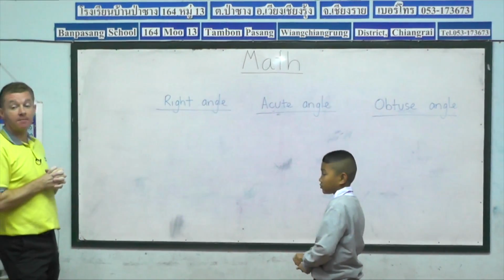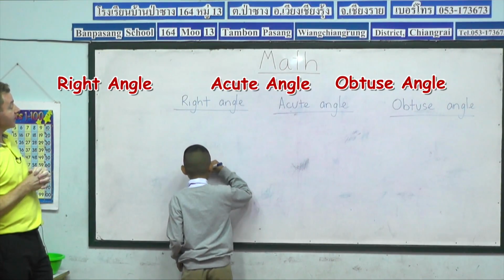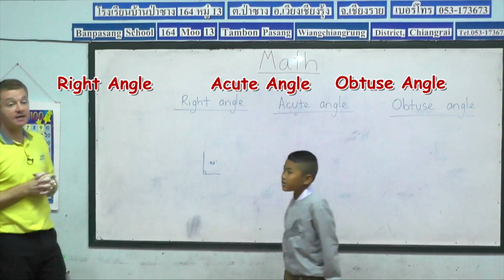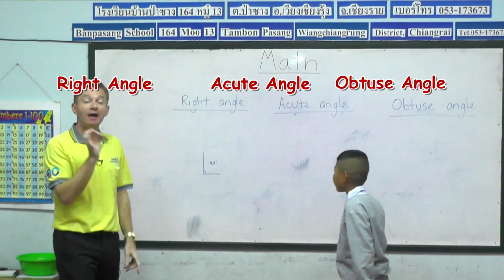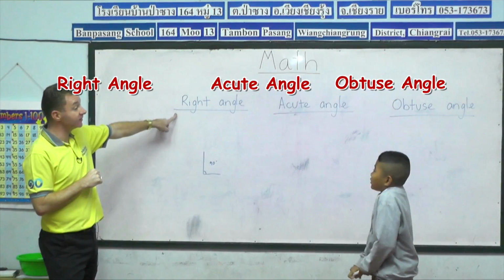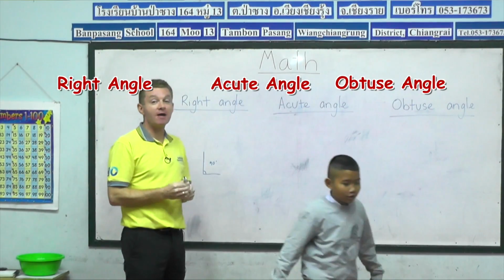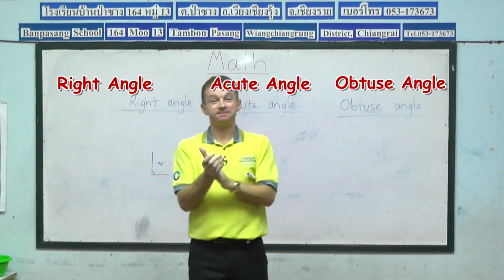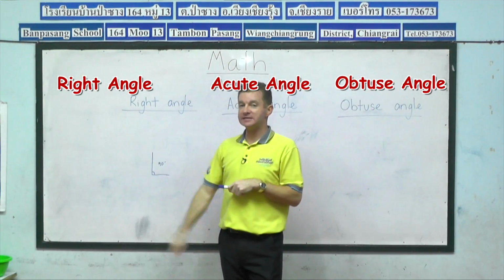So a right angle, can anybody remember a right angle? A vertical line meeting a horizontal line. Excellent, Pangpon. Can you see how many degrees for a right angle? 90 degrees. A right angle is always 90 degrees. So Pangpon, can you say right angle, 90 degrees? Excellent. High five and a big round of applause for Pangpon. So that was our first type of angle that we learned how to draw, a right angle, always 90 degrees.